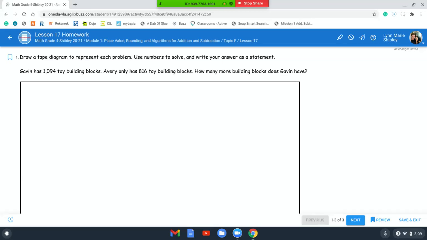So this question has two parts. It wants you to draw a tape diagram and solve it, but you have to make sure that your answer is written in a complete sentence. It says Gavin has 1,094 toy building blocks. Avery only has 816 toy building blocks. How many more building blocks does Gavin have?